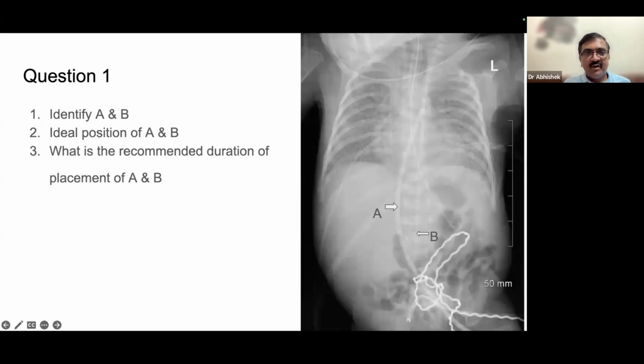So they say UAC should be T6 to T10. UVC should be below the diaphragm, UVC to be T10. Any better answers for UVC? What is the recommended duration for placement of A and B?